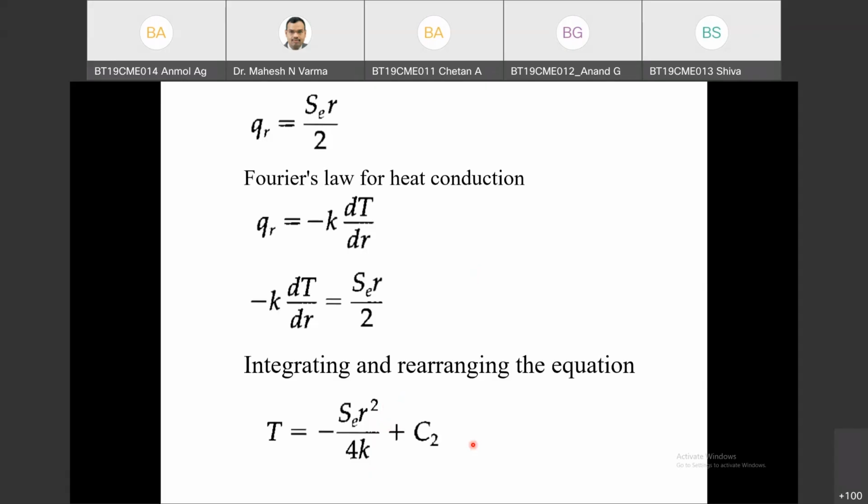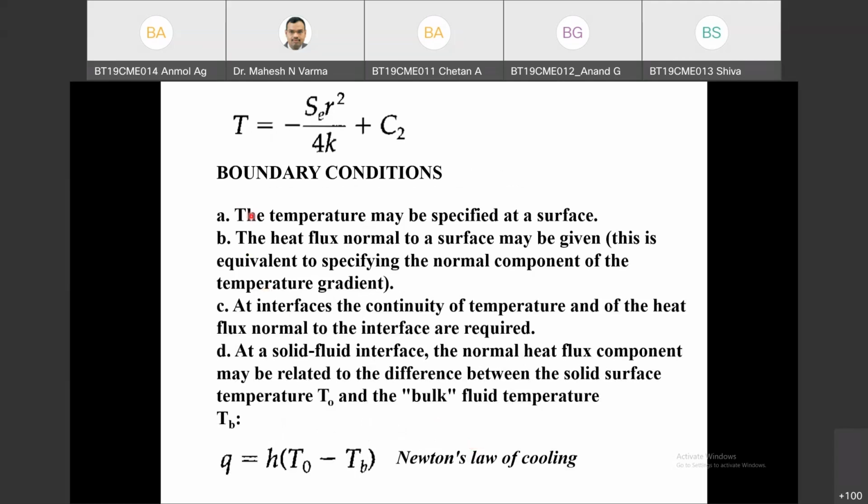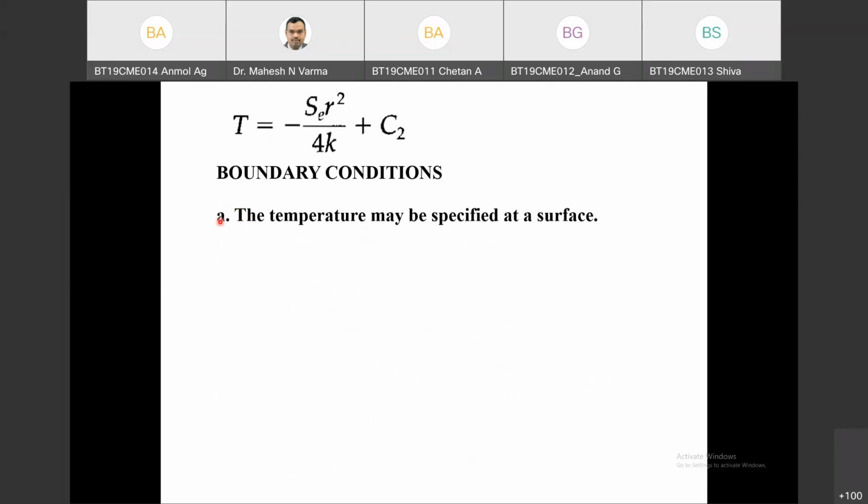Do we have any boundary condition for temperature now? Sir, we have the temperature at the surface. How do we write that mathematically? The temperature at r equals capital R is equal to T naught. Very good. This is given, and it is a type of boundary condition where temperature is specified at the surface. At r equals R, temperature is maintained at T0. Substituting this, I get the constant: C2 equals S_e R square by 4k plus T0.